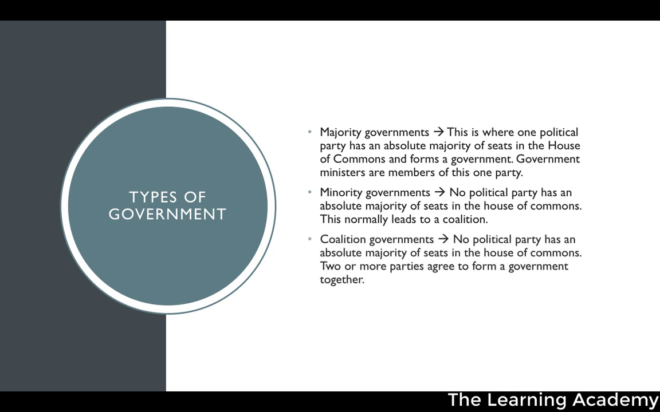And then you also have coalition governments. This is where no political party has an absolute majority of seats in the House of Commons. Okay, two or more parties can agree to form a government together. Examples of this could be seen in 2010 with the Conservative and Liberal Democrat coalition.